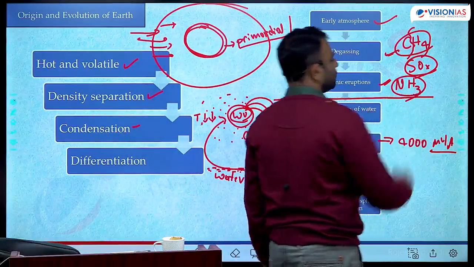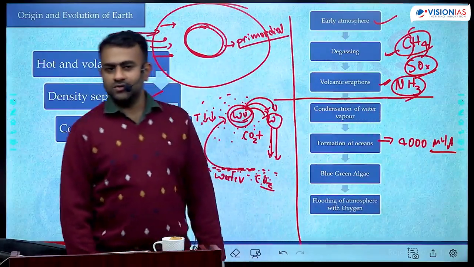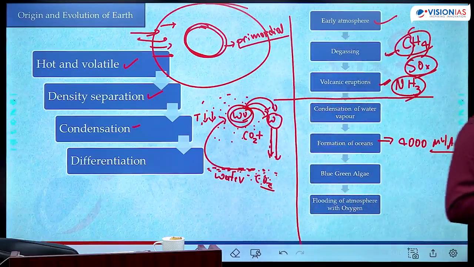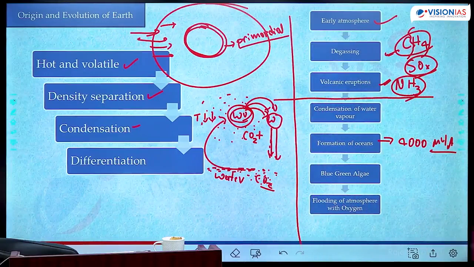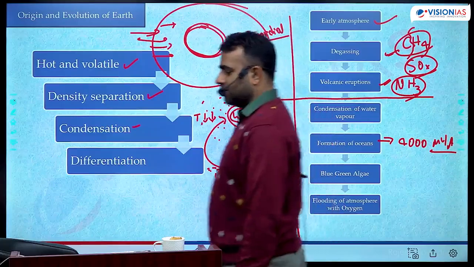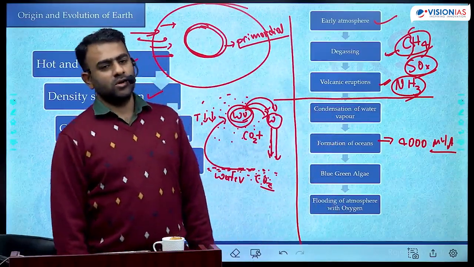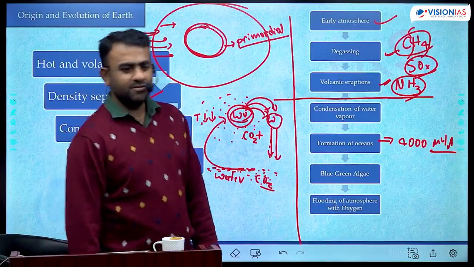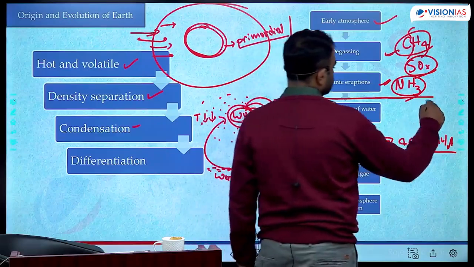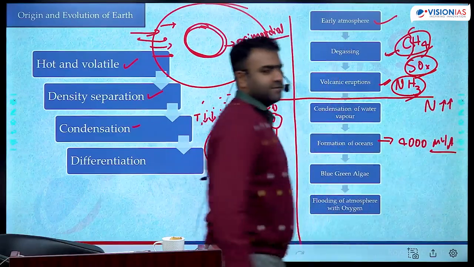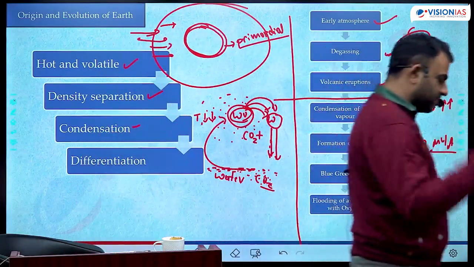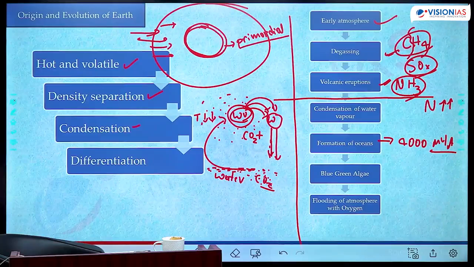Ammonia again undergoes photodissociation. It breaks down into nitrogen and hydrogen. Hydrogen being very, very light, it escapes into the outer atmosphere. It leaves completely, it is very light. But nitrogen is less reactive. It will continuously accumulate in the atmosphere. Nitrogen will not come down easily. Therefore, over a period of time, the proportion of nitrogen increases in the atmosphere.